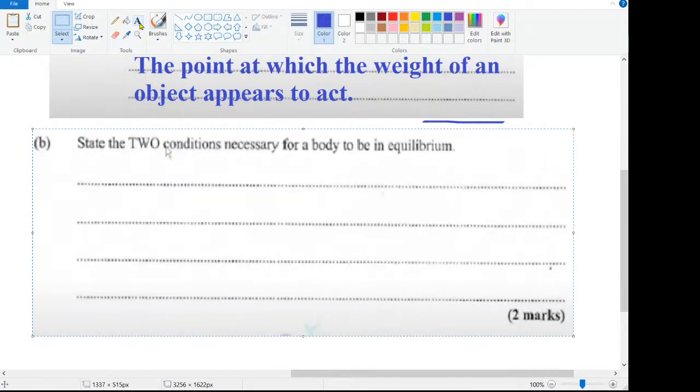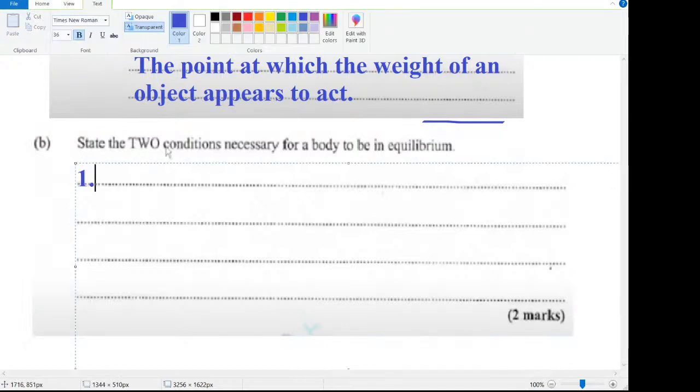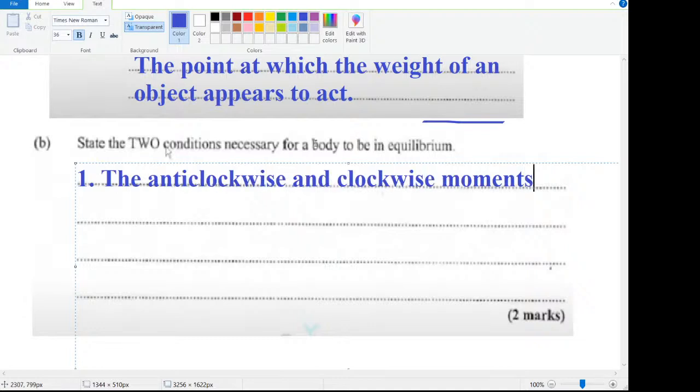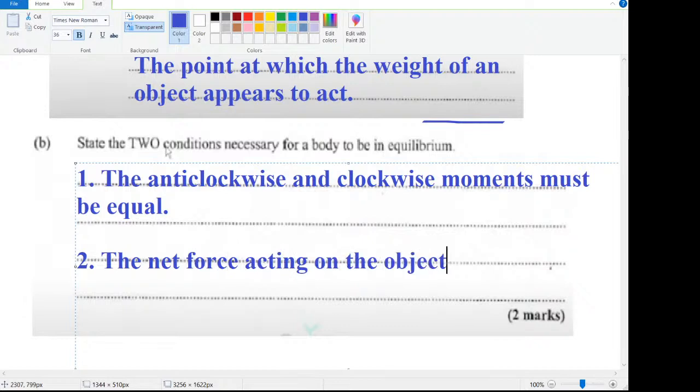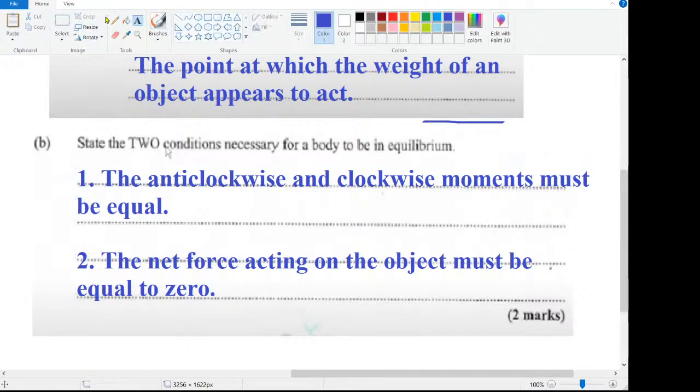State the 2 conditions. So condition 1 is this. Remember, to achieve equilibrium, the anti-clockwise and clockwise moments must be equal, or they must have a net sum of 0. And 2 is that the net force acting on the object must be equal to 0, or you could say all forces must be balanced, or the sum of all the forces would be 0. Something like that.